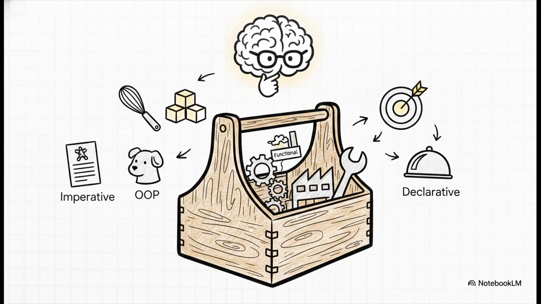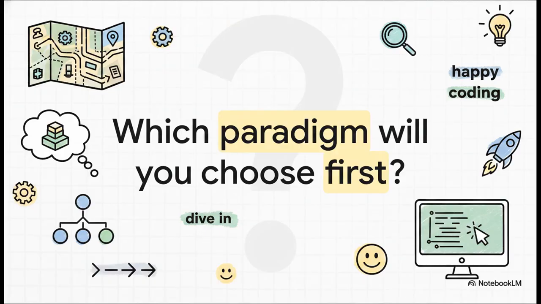The best programmers in the world don't rigidly stick to just one style. They have a massive toolkit, and they know exactly when to pull each of these tools out depending on the specific problem they're trying to solve. You now have the foundational map to start your coding journey. You understand the language of logic that goes far beyond just typing words on a screen, which is huge.